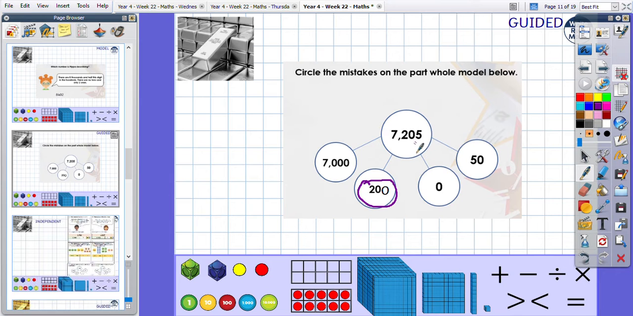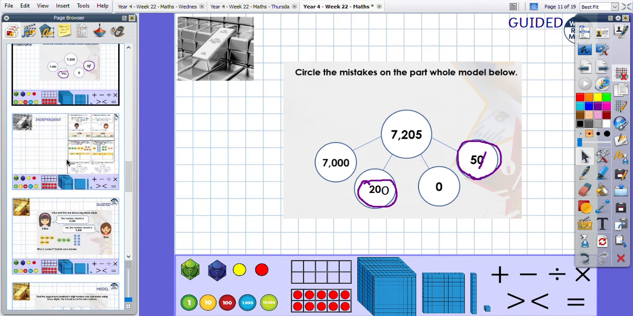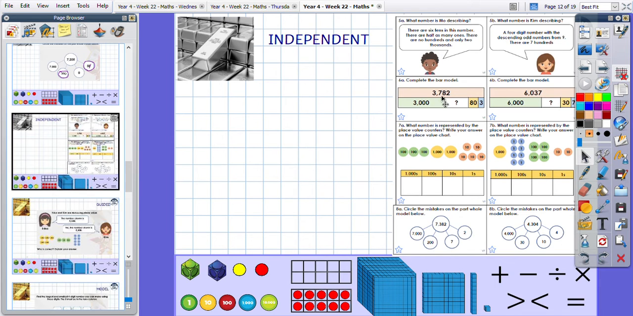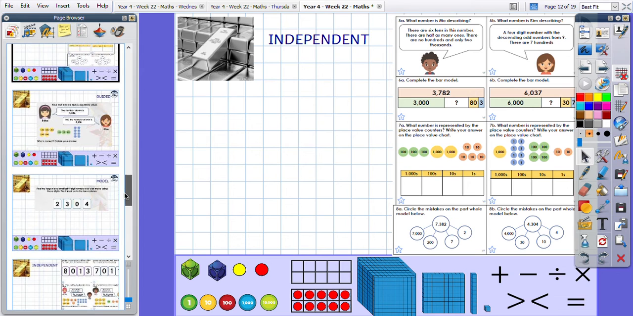No tens. Yeah, 50. No, I've got 5 ones. So that's another mistake in the part-whole model. So I've circled the mistake, and then I've corrected them. So your independent silver questions are here, and you can find them on the website.